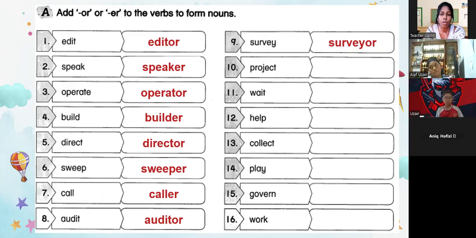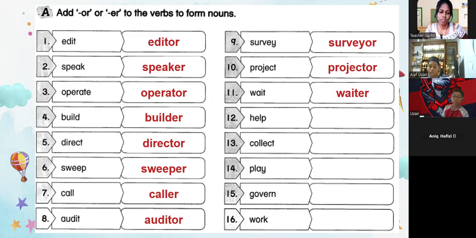All right. How about project? OR. Good. Wait. ER. ER. But it's ER, correct ER, but it ends with IT. As I told you, not everything in the song can use OR. Okay? Some need ER added. So you have to be very, very careful.